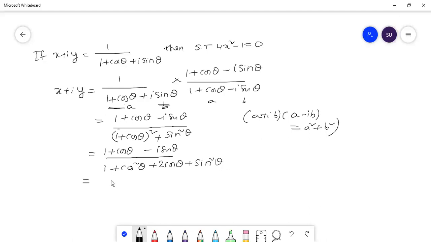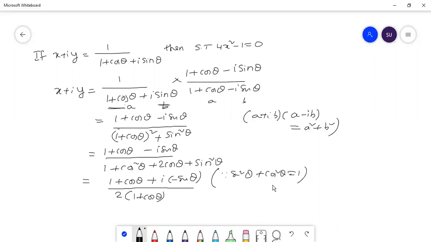That is equal to 1 plus cos theta, you can write it as plus i into minus sin theta, divided by, see here, cos square theta plus sin square theta is 1. Already 1 is there, 1 plus 1 is 2, so it becomes 2 plus 2 cos theta. So take out 2 common, you will get 1 plus cos theta. The reason is sin square theta plus cos square theta is equal to 1.